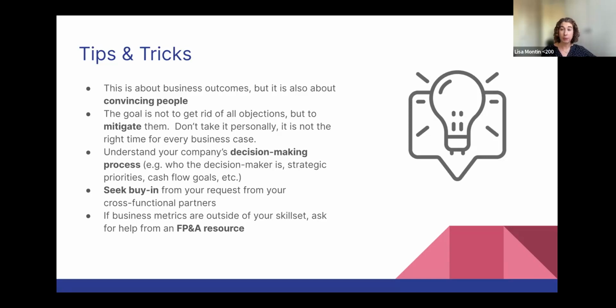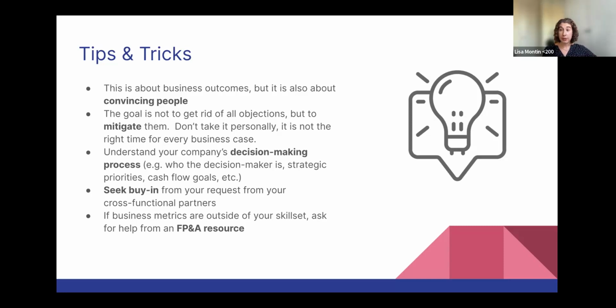Maybe you do want to release the product and provide, not the type of quality of service that you otherwise could, because the focus is cost. And that's fine. That's a business decision, but you need to understand that. So understand your company's decision-making process. Who's making this decision? What are the strategic priorities of the company?